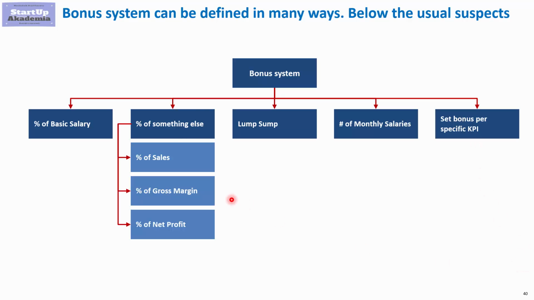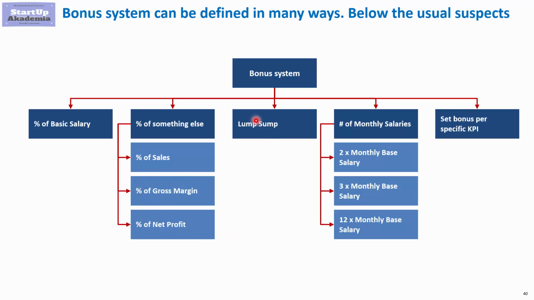Now, when it comes to the percentage of something else, this is very popular in sales, and they will be given, for example, a percentage of sales that they have generated, or gross margin, or net profit. When it comes to monthly salaries, usually you will come across 2, 3, 4, or even 12 monthly salaries bonus. And finally, when we look at the bonus per specific KPI, it can have a lot of different forms.